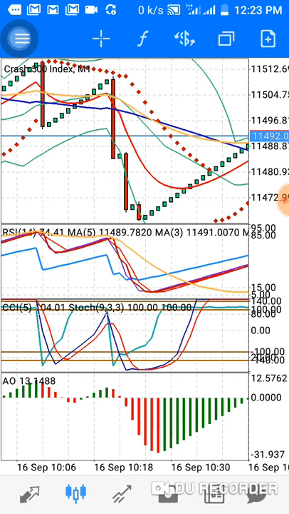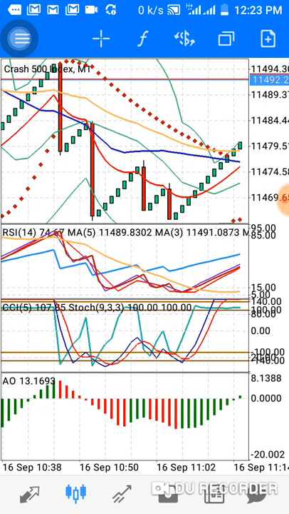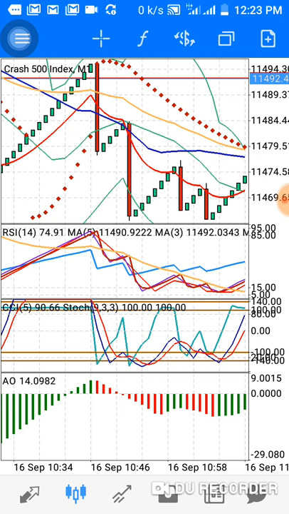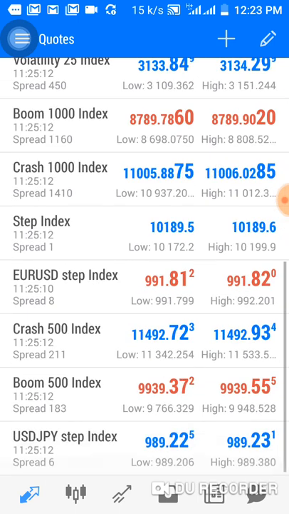Crash is this long candle. Generally, crash goes up. That's the movement of crash. It goes up, either crash 500 or crash 1000. This is the current price action. You can see it going up, and once in a while you see it crashing down. You can see the way it crashed down. So that is why it is called crash index. Either crash 500 or crash 1000, both are the same, so they move in the same direction.